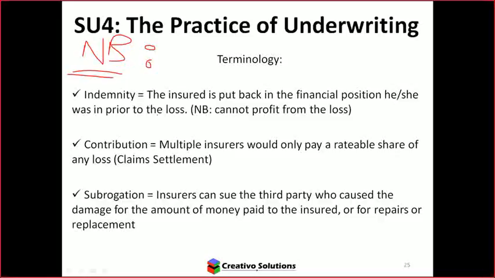Right, so can you be enriched? Is there enrichment there?